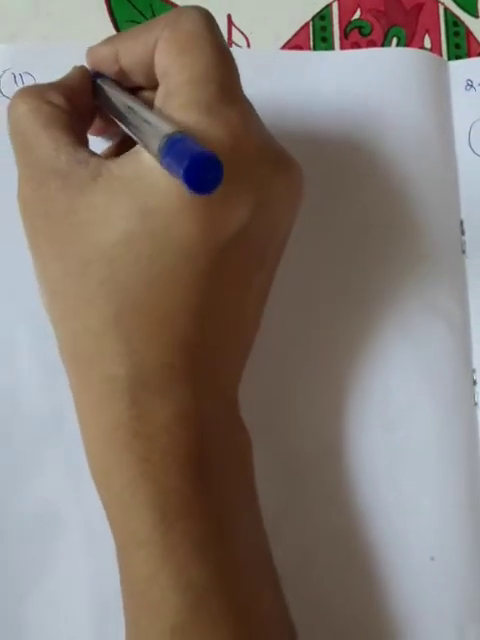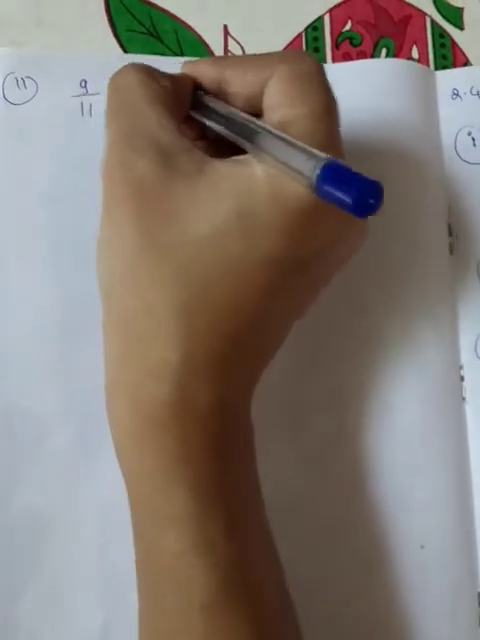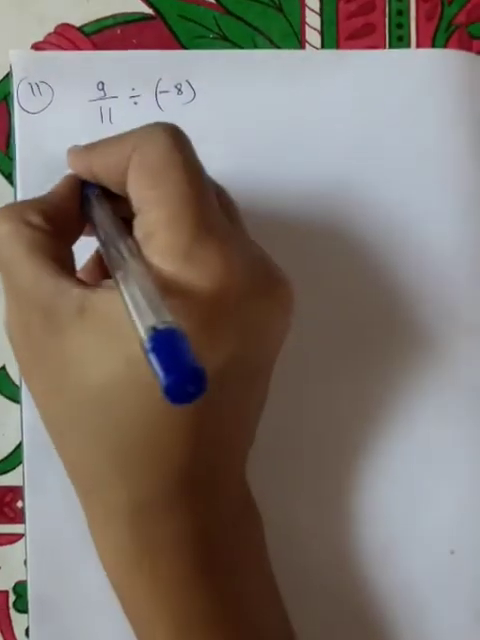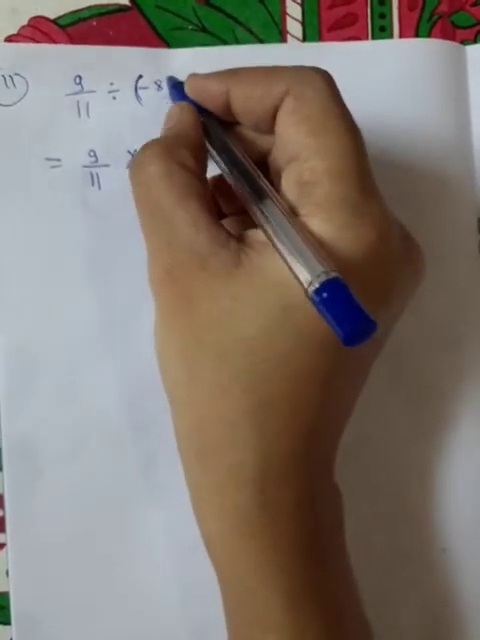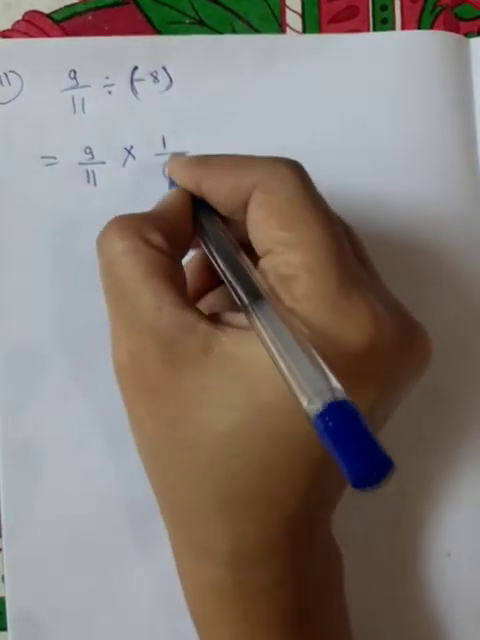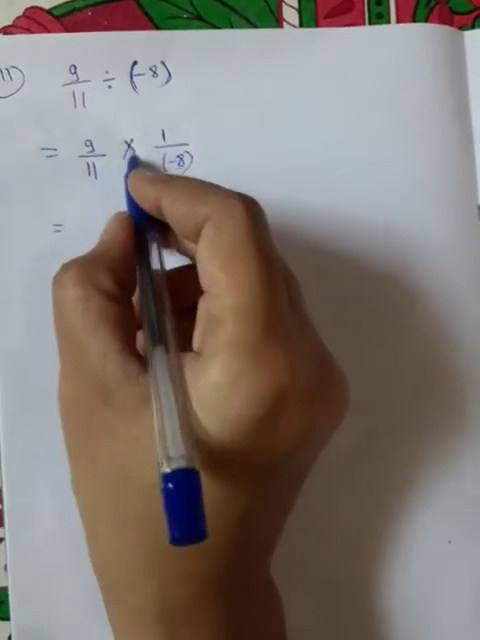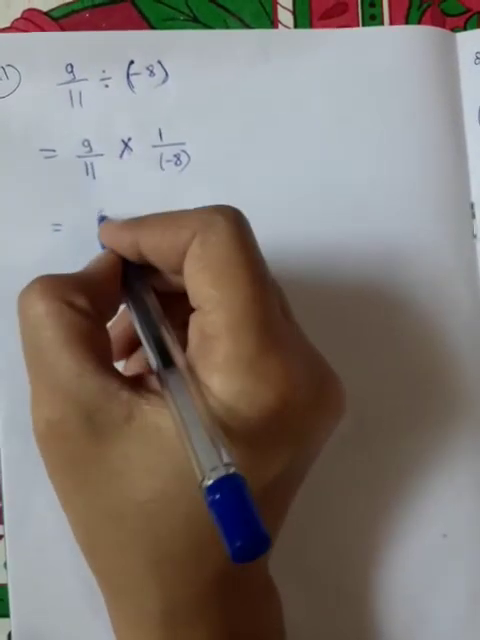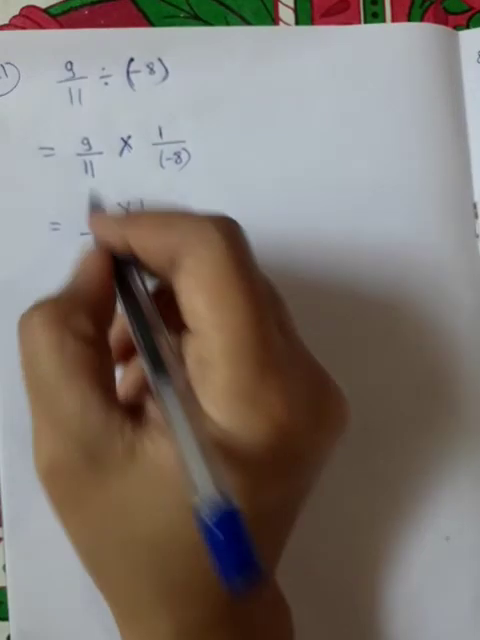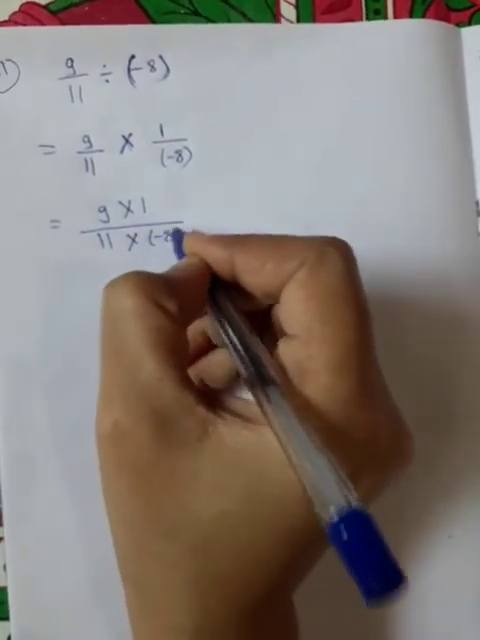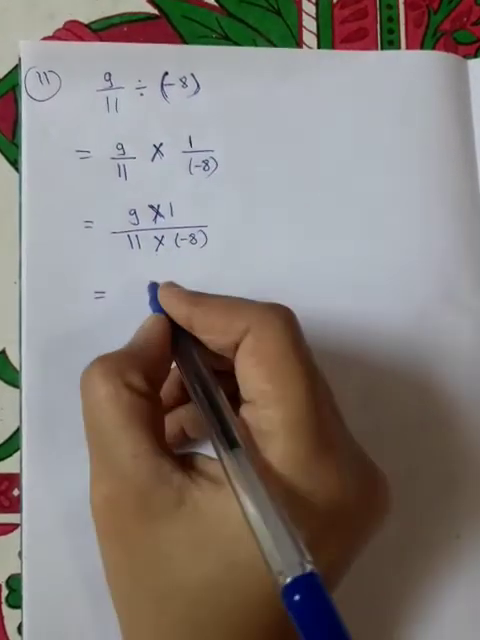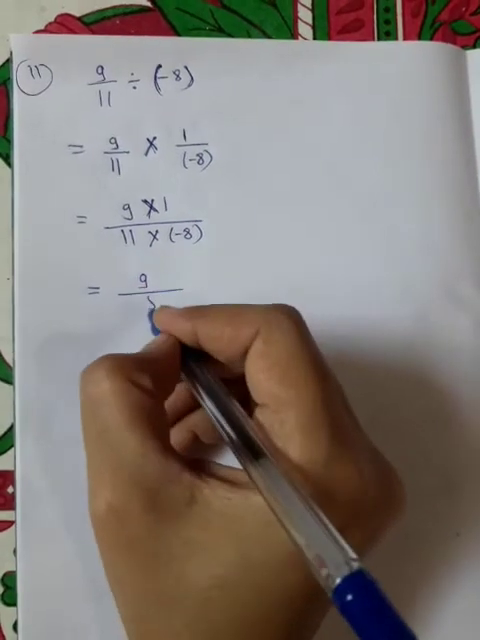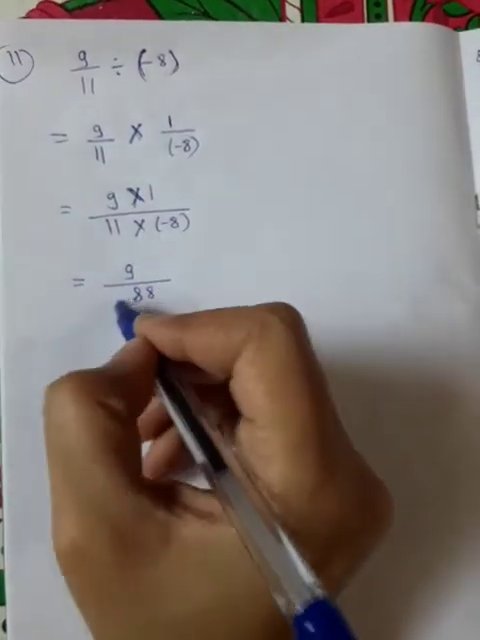Okay, now see second example, 9 by 11 divided by minus 8. Okay, so here write first number as it is, change division sign by multiplication, and what is the reciprocal of minus 8? Reciprocal of minus 8 is 1 upon minus 8. Now we know how to multiply. So here 9 multiply by 1 whole divided by 11 multiply by minus 8. Okay, so here we can't simplify, so we can do multiplication directly. 9 into 1 is 9, 11 into 8 is 88, and we know plus into minus is minus.